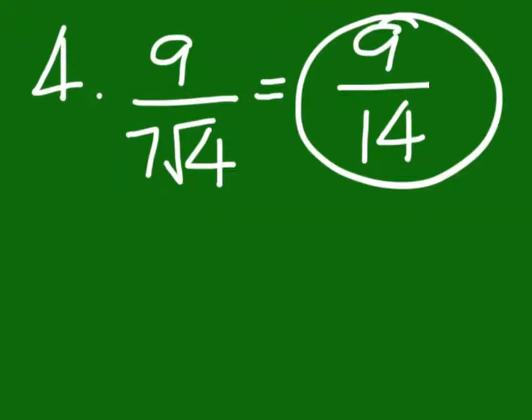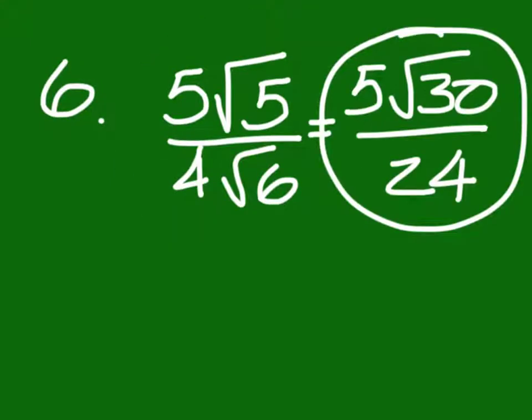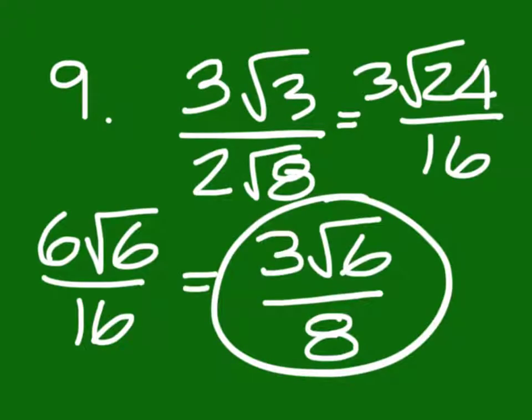4 is 9 over 14. 5 is square root of 3 over 2. 6 is 5 square root of 30 over 24. 7 is 3. 8 is 3 square root of 3. 9 is 3 square root of 6 over 8.